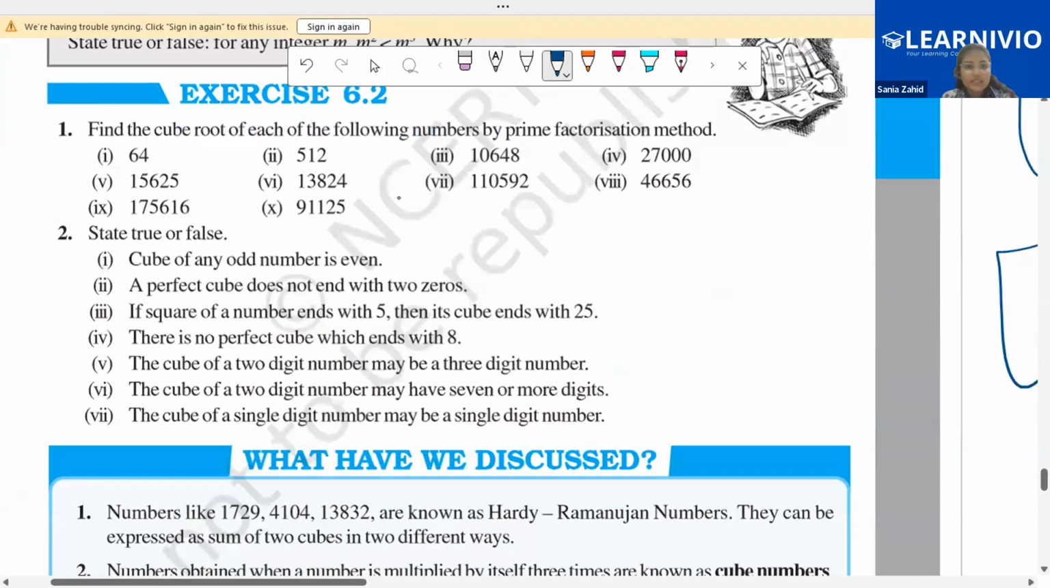Next, in this exercise, you just have to find cube roots only. So we can do this right now. Find the cube root of the third, fourth, and fifth. Okay, so just quickly find the cube roots, then we'll discuss.